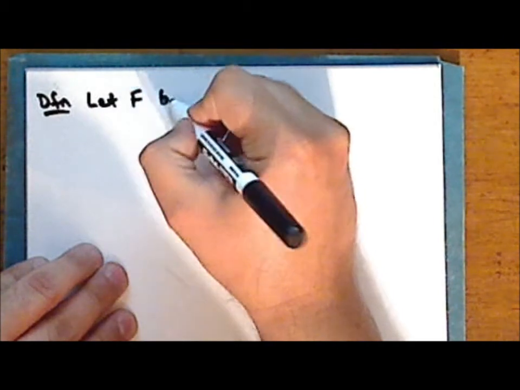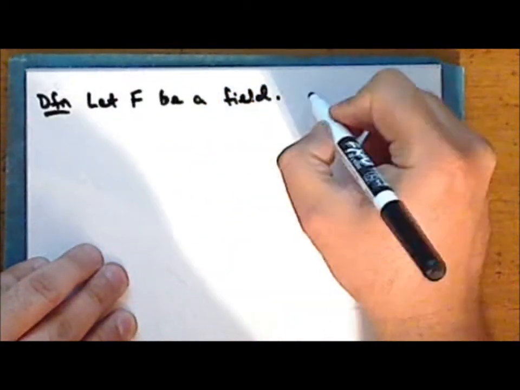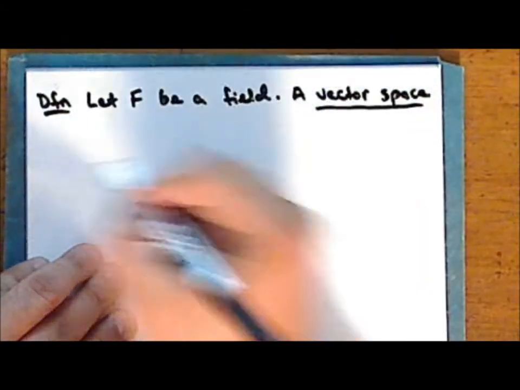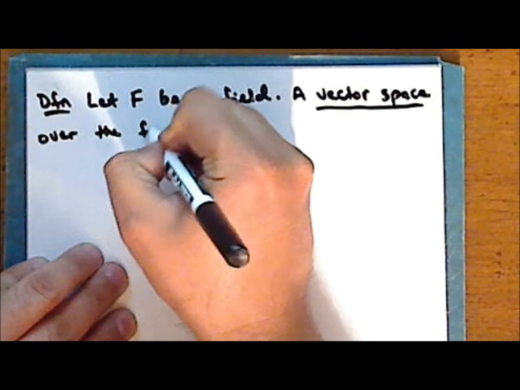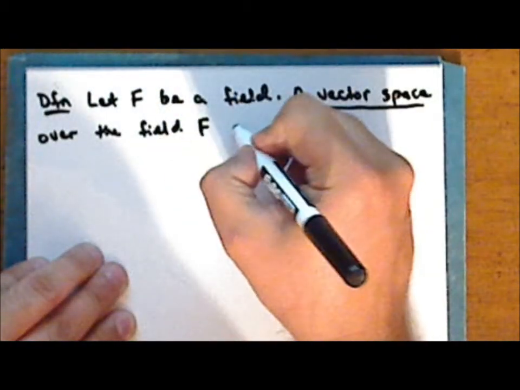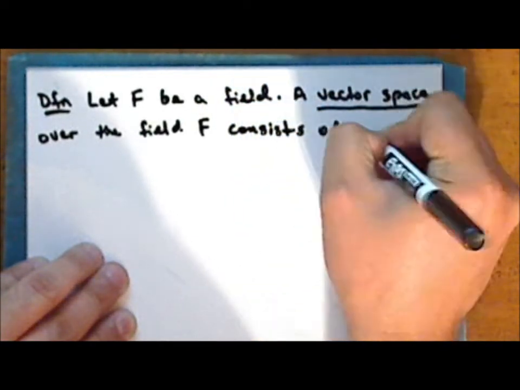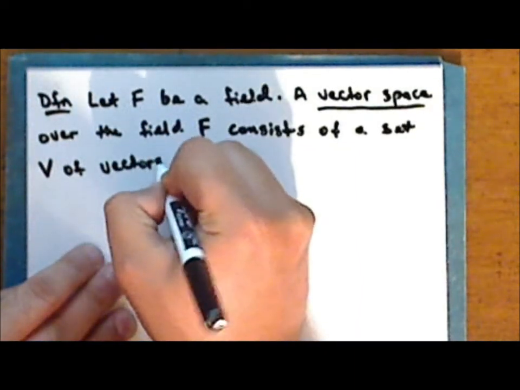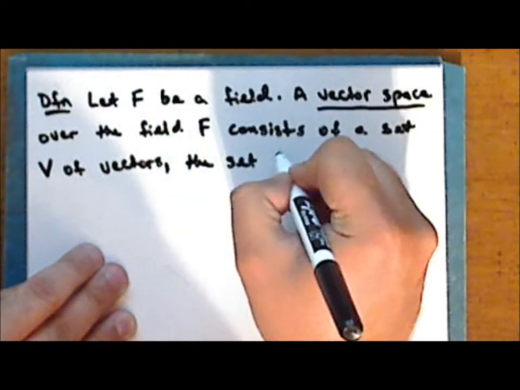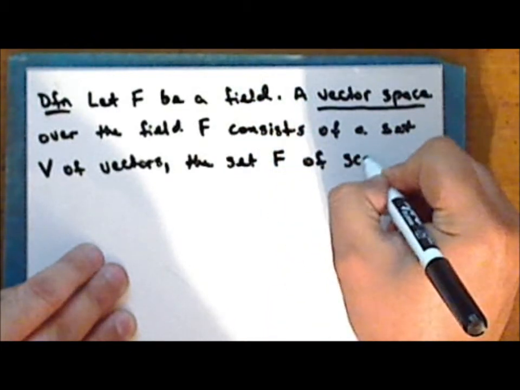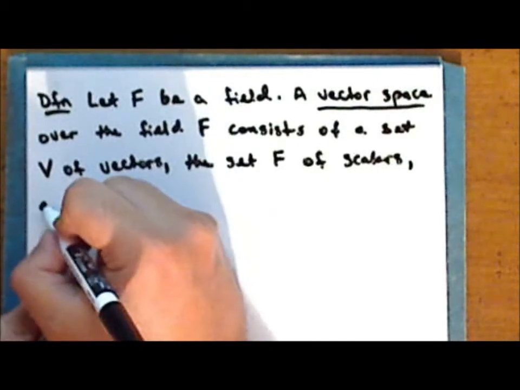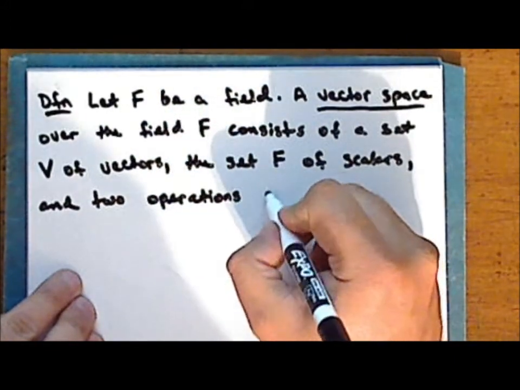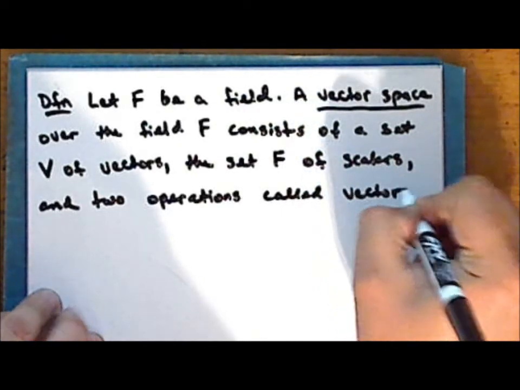So let F be a field. A vector space over the field F consists of a set V of objects called vectors, the set F, which we call scalars, and two operations, called vector addition.